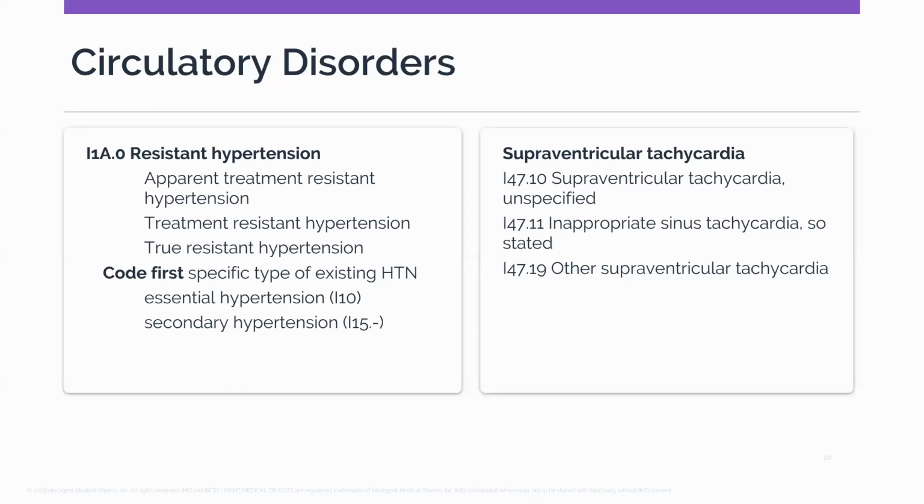We also had expansion of codes related to supraventricular tachycardia. It was really expanded to capture I47.11 for the inappropriate sinus tachycardia. This is where a patient has a sinus heart rate greater than 100 beats per minute at rest with a mean 24-hour heart rate greater than 90 beats per minute. Patients are noticing palpitations. There's several underlying diseases that can cause this condition, but it's not completely understood.